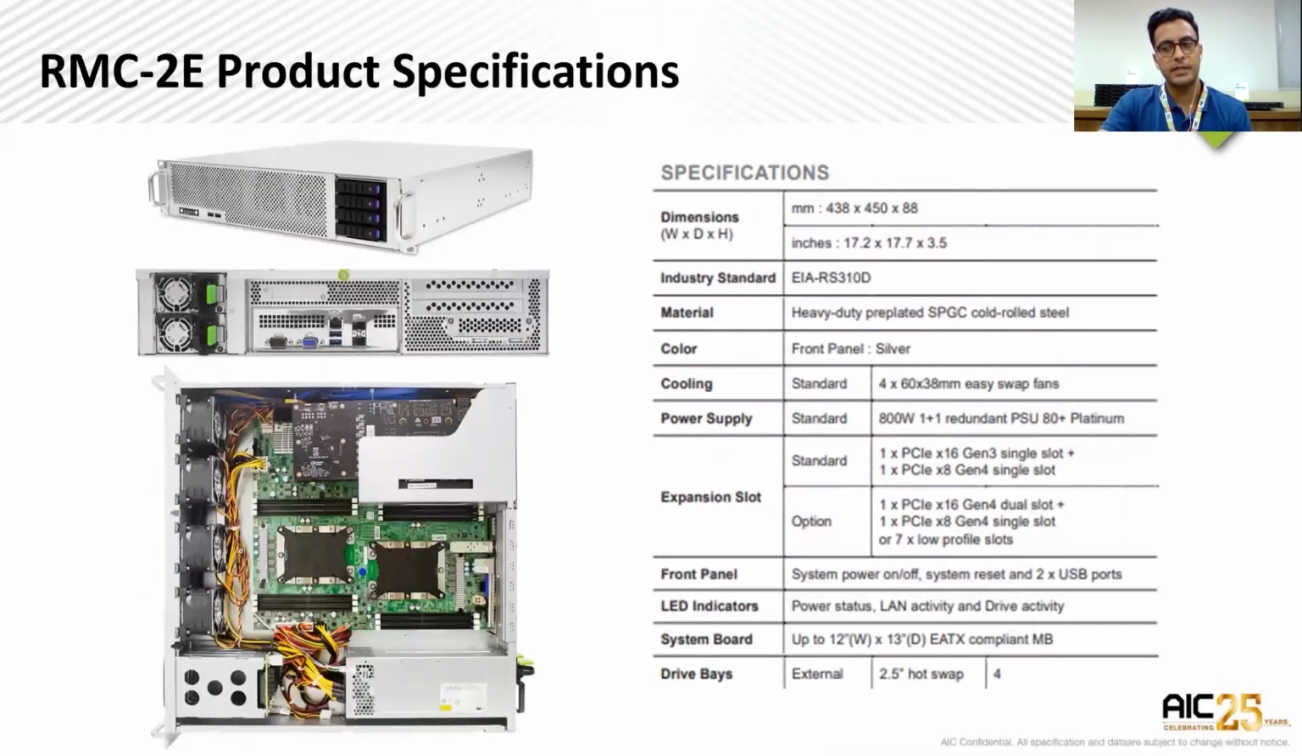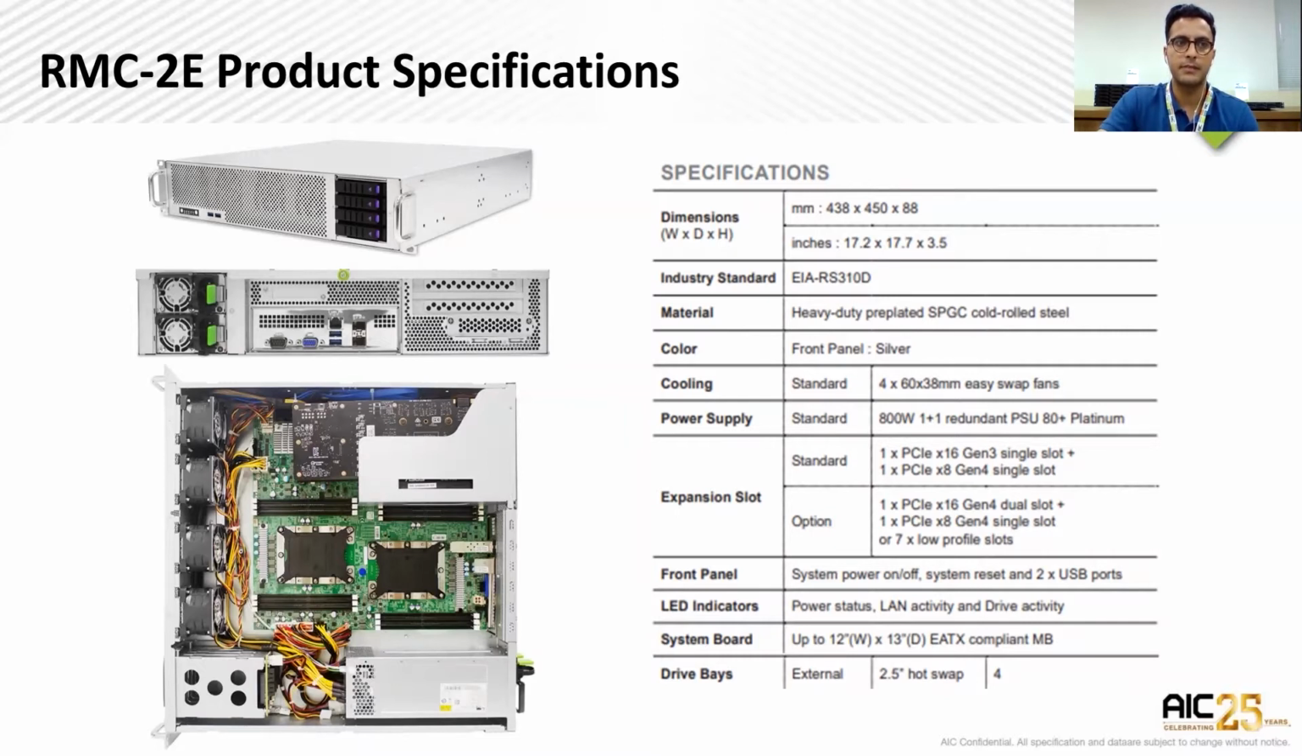In order to meet the limited space of telecom edge data centers, the RMC2E comes in 2U in height and 450 mm in depth. It supports 12 by 13-inch ATX motherboards under extreme depth conditions, while having space for 4 2.5-inch hard drives. For applications that do not require large storage capacities, 4 2.5-inch hard drives provide sufficient storage capacity. The 800-watt redundant power supply configuration meets the needs of most usage scenarios.